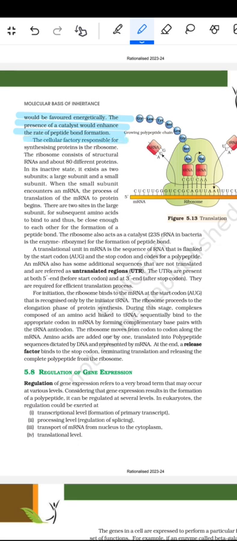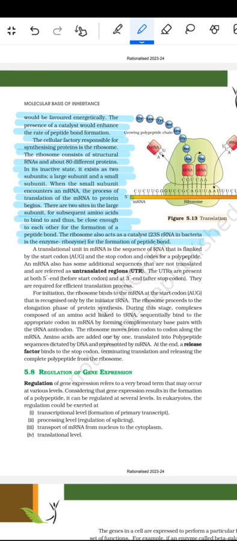The cellular factory responsible for synthesizing proteins is the ribosome. The ribosome consists of structural RNAs and about 80 different proteins. In its active state, it has two subunits, a large subunit and a small subunit. When the small subunit encounters an mRNA, the process of translation of the mRNA to protein begins. There are two sites in the large subunit for subsequent amino acids to bind, and thus they are close enough to each other for the formation of the peptide bond.